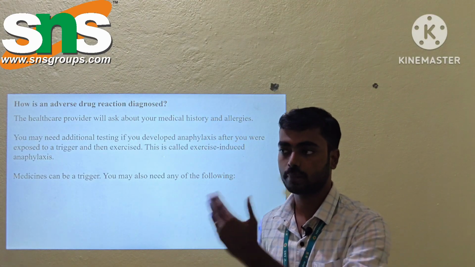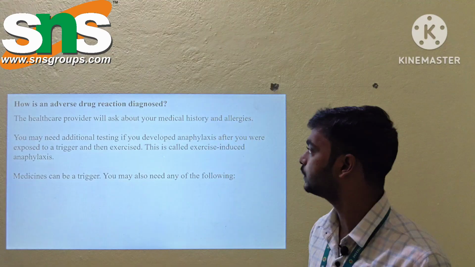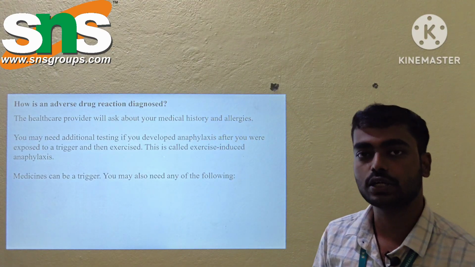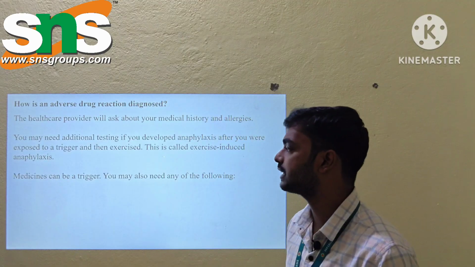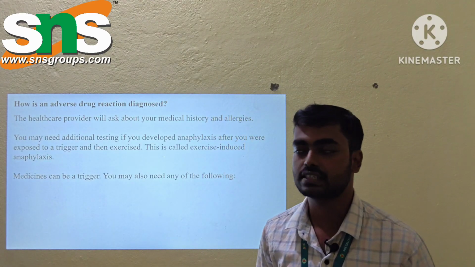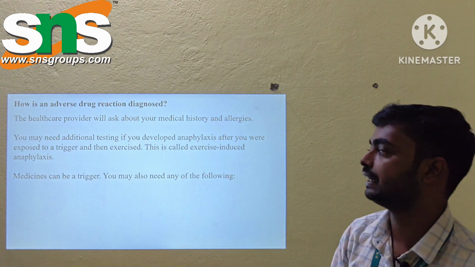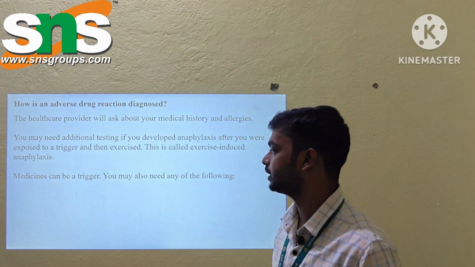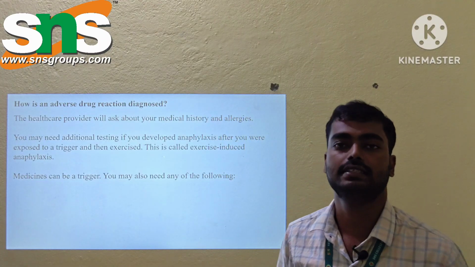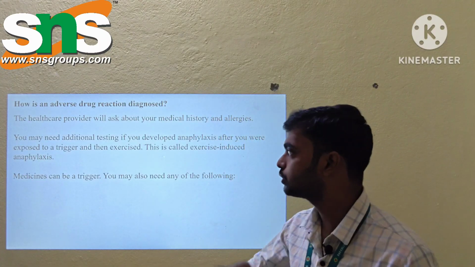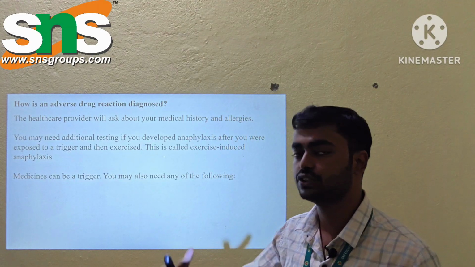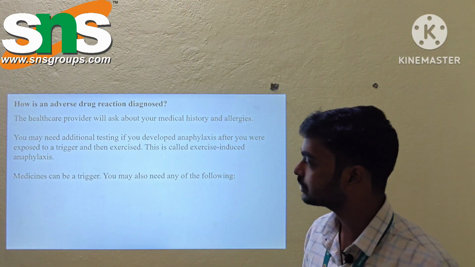So if someone has an anaphylactic reaction, we want to know their medical history and their allergy problems, which can be tested using various tests. If the person has been exposed to exercise which can cause an anaphylactic reaction, it is known as exercise-induced anaphylactic reaction. Medicine can also be a trigger. If medicine can trigger the anaphylactic reaction, we want to find out which medicine triggers it. There are several types of tests for medicine-induced anaphylactic reaction, which are given in the following slides.